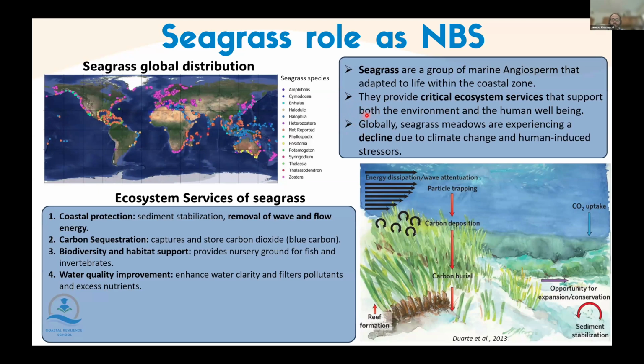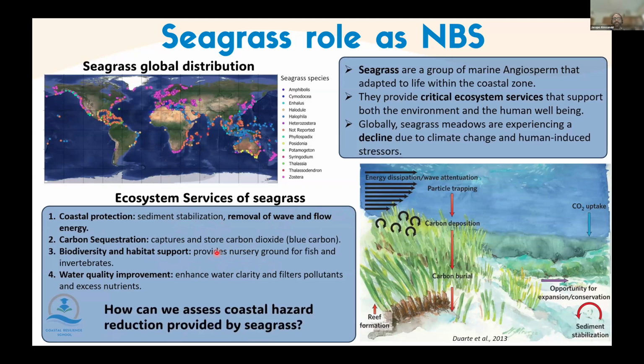Unfortunately, the seagrass is experiencing a decline due to climate change and also a lot of human-induced stressors. So the important ecosystem services are listed here. They provide coastal protection, stabilizing the sediment and removing energy from the wave and flow fields. They sequester carbon because they use carbon dioxide for photosynthesis. They support biodiversity, providing a nursery ground for fish and other marine invertebrates. And they improve water quality because they filter pollutants and enhance water clarity through sediment stabilization.